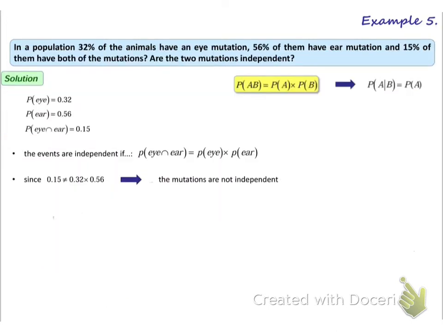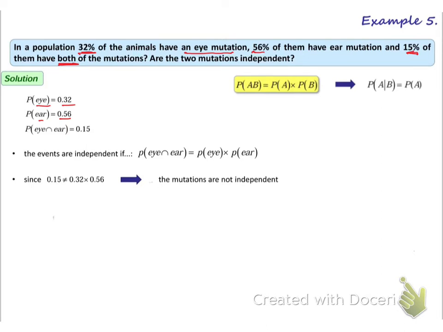In this problem, it says that in a population, 32% of the animals have an I mutation, so the probability of I mutation is 0.32. 56% of them have an E mutation, so the probability of E is 0.56, and 15% of them have both mutations. So 0.15 have both. Both means intersection.